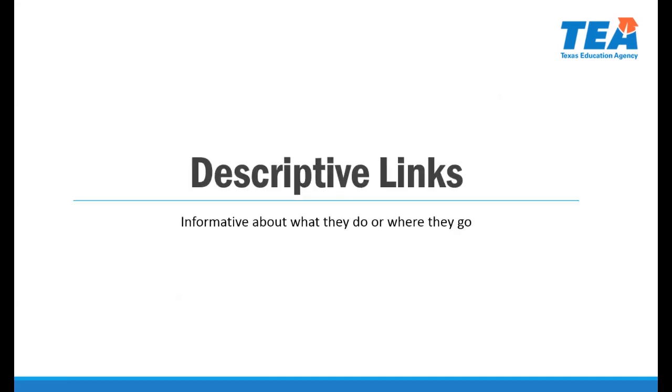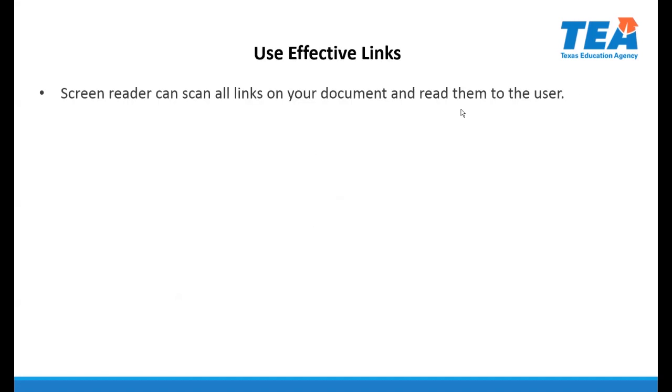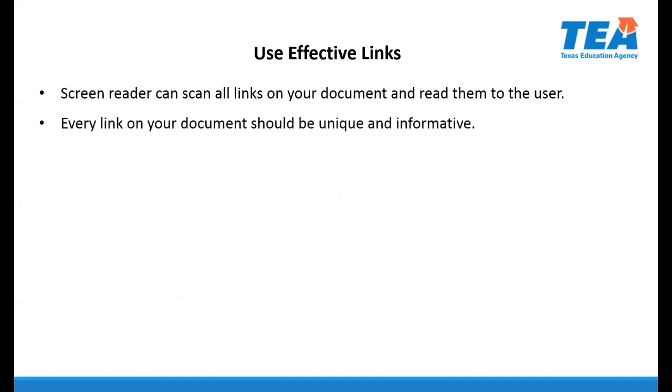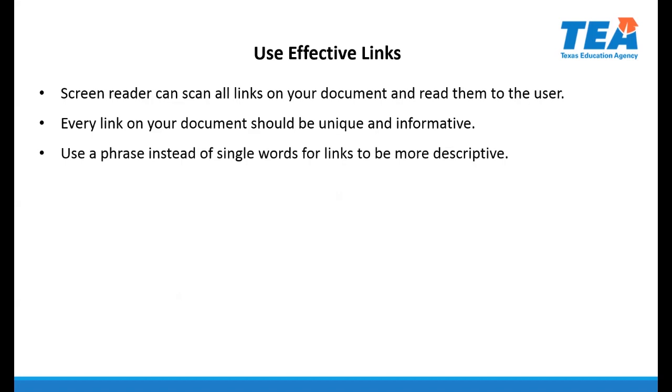Descriptive links are informative about what they do or where they go. Screen readers can scan all your links on your document and read them back to the user. So make sure every link on your document is unique and informative. Sometimes using a phrase instead of single words can be more descriptive. Don't use links that read click here, here, or more.